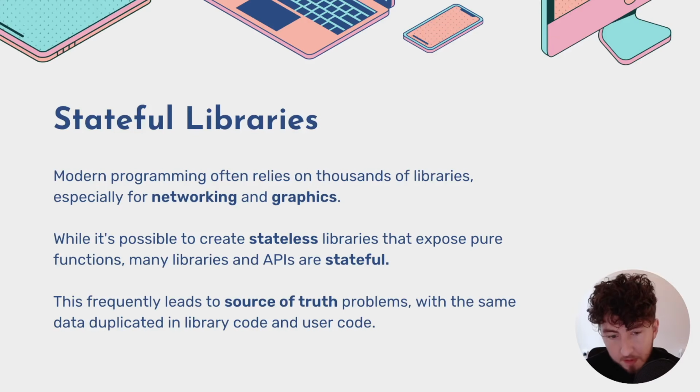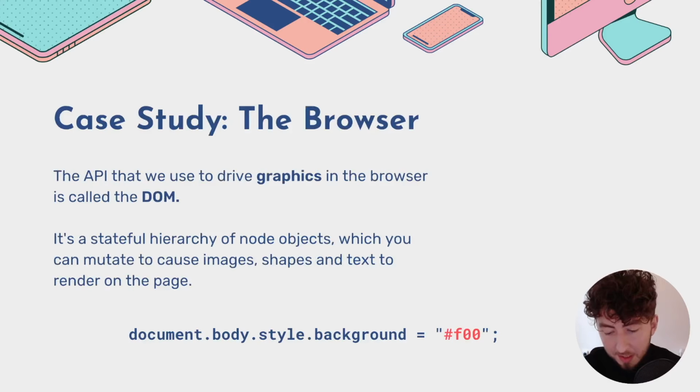And this kind of thing almost by definition leads to multiple source of truth problems, right? You end up always needing to duplicate data in your user code that exists somewhere in private inside the library. And I'm going to demonstrate a couple of ways that has had an enormous effect on the quality of software overall. So the case study that I'm going to use is the way that the browser works, right?